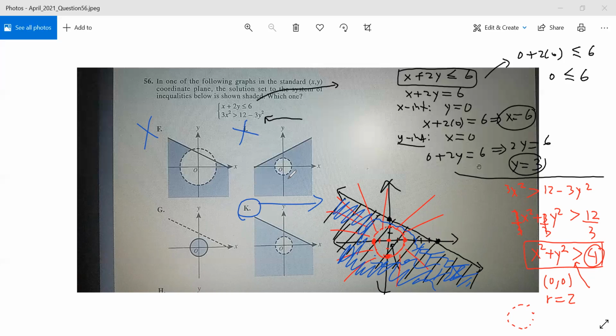Another thing, which may take time, is that you can just pick a point. For instance, in F, you can pick a point and plug it into each inequality; it has to satisfy both. But that process may also take time because if it's the last choice, then you're going to have to check each point here, which can be time consuming. So the easiest way is just graphing. Just find the intersection of the solutions of both graphs. That could be the simplest thing to do. So in this case, the answer is choice K.